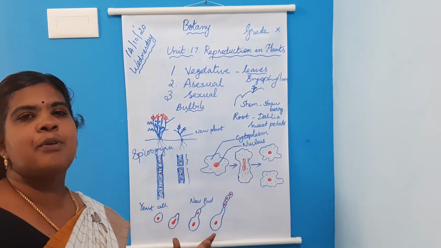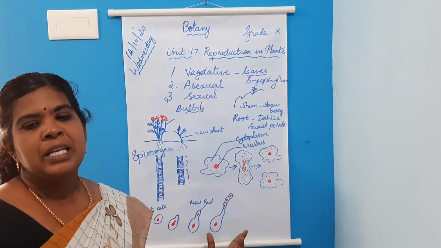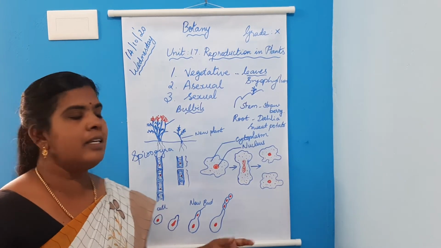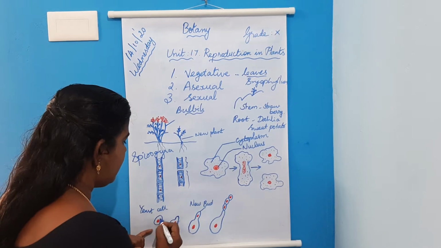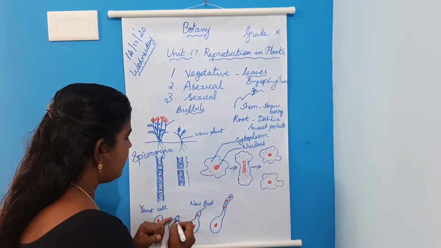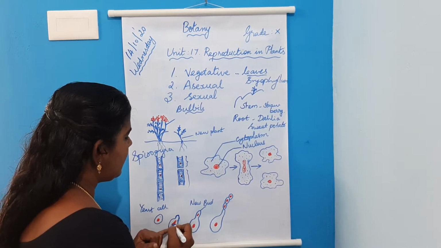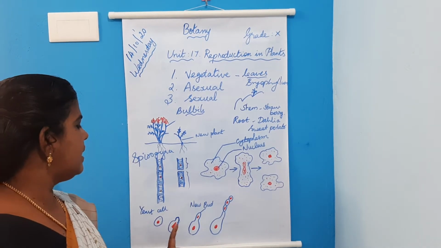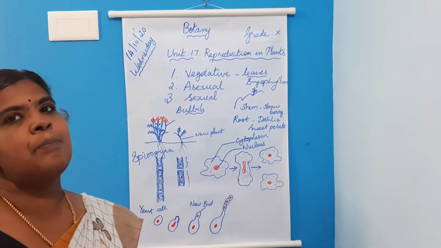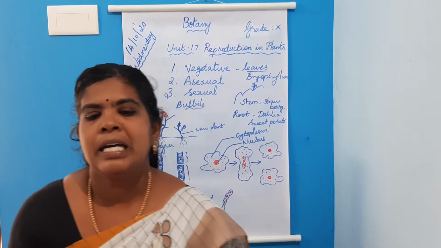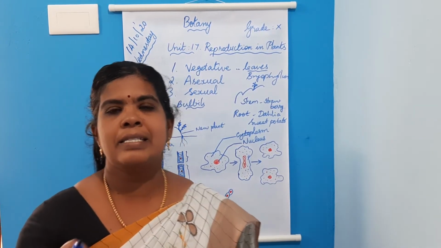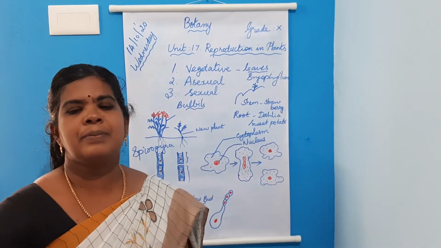Budding means the formation of buds. A bud arising from the parental yeast cell is responsible for the development of the young one. A bud arising from the parent body, example, yeast.